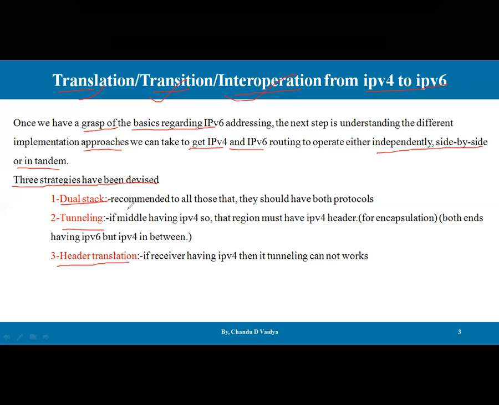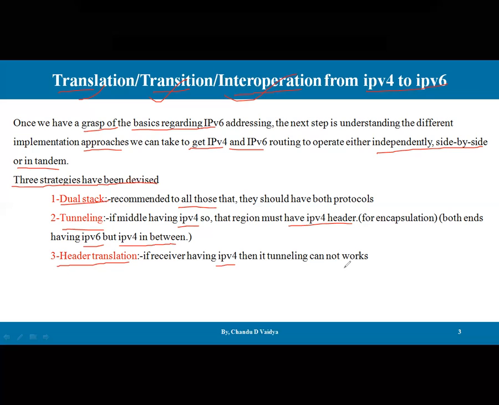So what do you mean by dual stack? It is recommended for all those that should have both protocols. Tunneling: if the middle has IP version 4, that region must have an IP version 4 header for encapsulation, and both ends have IP version 6, but IP version 4 is in between. Header translation: if the receiver has IP version 4, then tunneling cannot work.